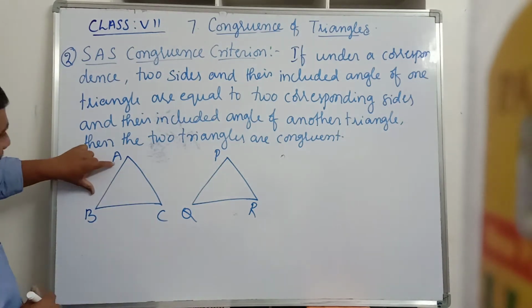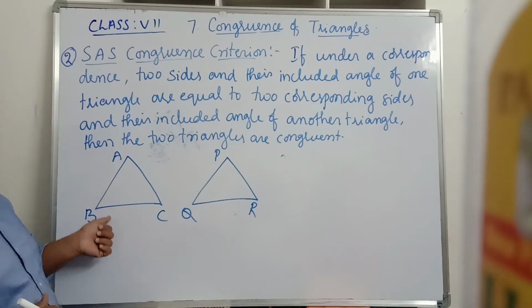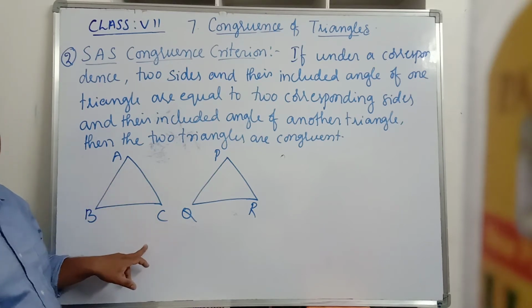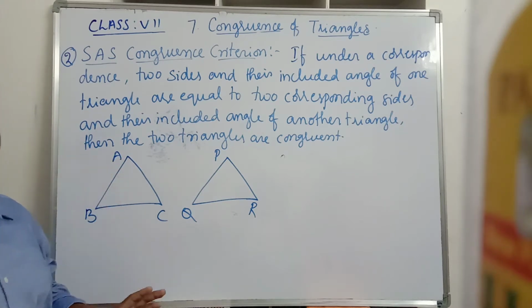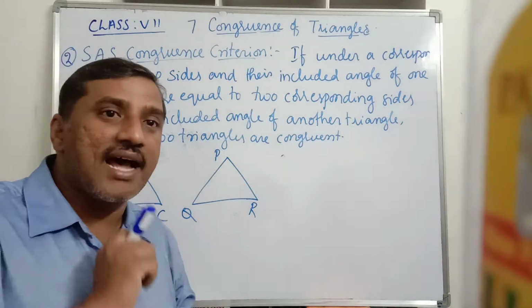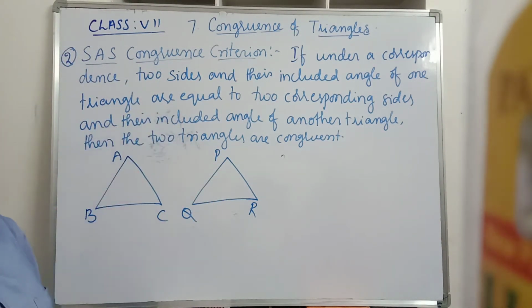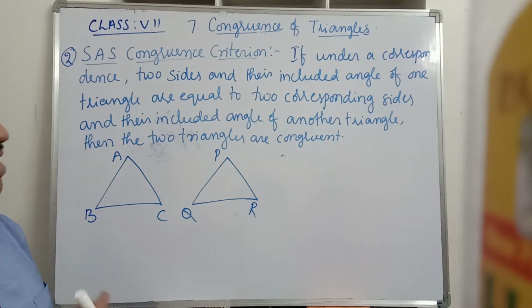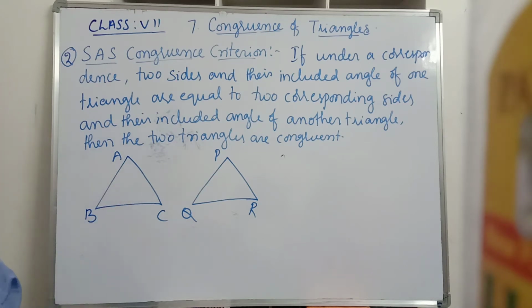For example, let sides AB and BC be two sides. Here B is the angle formed by these two sides. C is the angle formed by the two sides BC and AC. A is the angle formed by the two sides AB and AC. That means in a triangle, if two sides and their included angle of one triangle are equal to two corresponding sides and their included angle of another triangle, then the two triangles are congruent triangles.